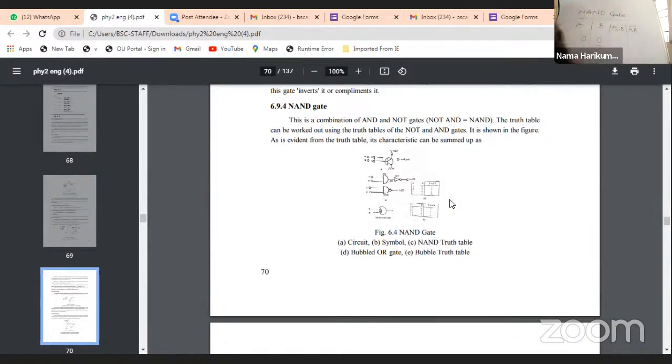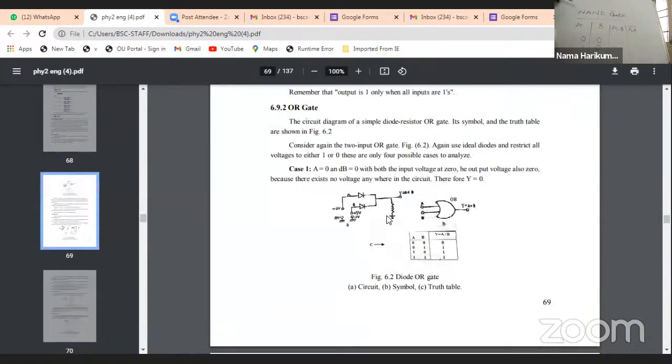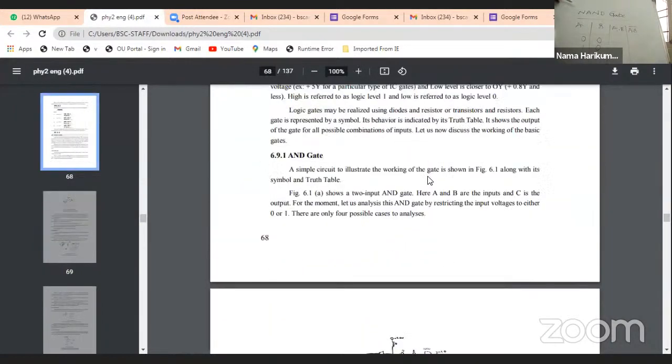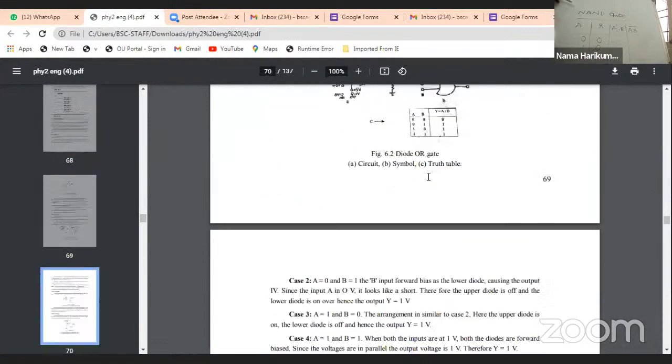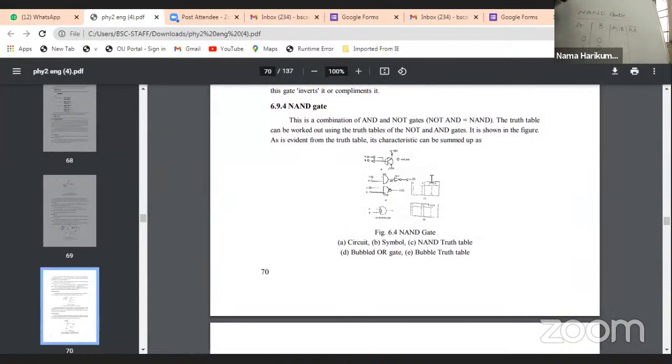Is this clear? Once again, look at the A dot B values, which are the AND gate values. They are all 0 only, and 1 1 gives 1. So directly you can write the complement: 0 0 is 1, 1 0 is 1, 0 1 is 1, and 1 1 is 0.